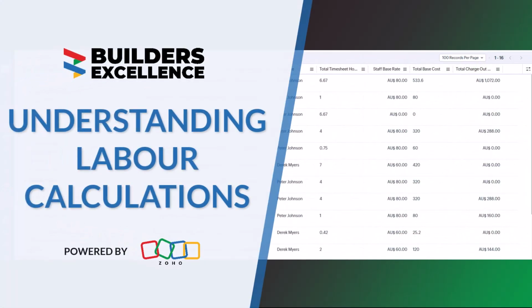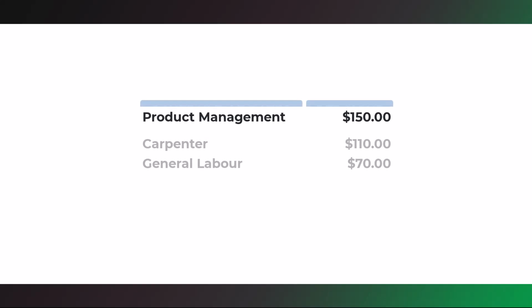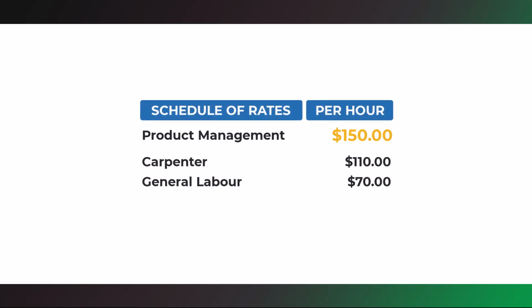In this video, we are going to cover calculating your labor costs and labor values. When you estimate labor on a BOQ estimates, you can use a labor rate. Labor rates are often a schedule of rates associated to a task or role that is being estimated. For example, project management's charged at $150 per hour. Alternatively, you could use a daily rate instead of an hourly rate.